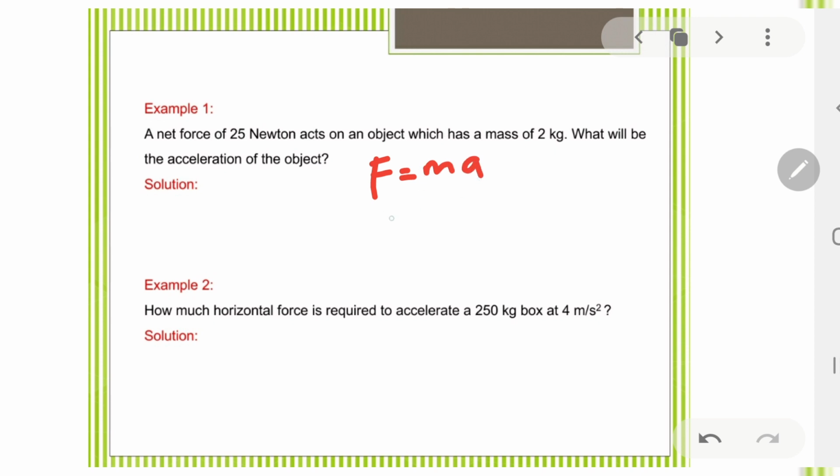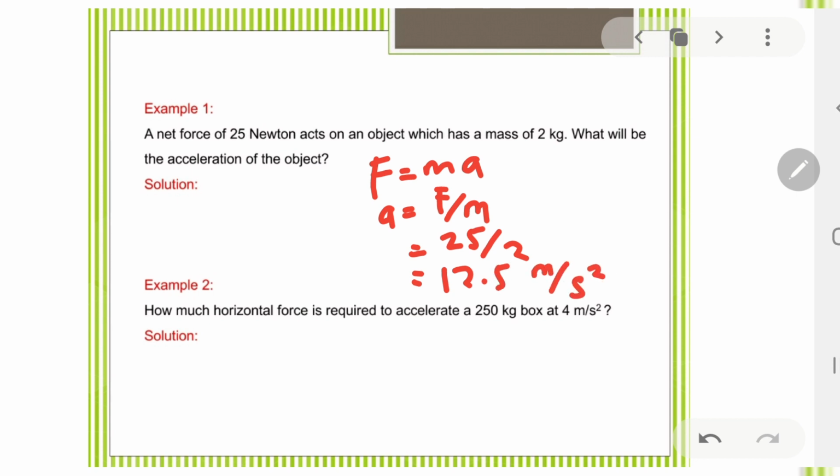So we use the formula of F equal to ma. Rearrange this formula, so you will get A equal to force over M. Alright, susun semula formula ni. So A equal to F over M, 25 divided by 2 kilogram. So the answer is 12.5 meter per second square.